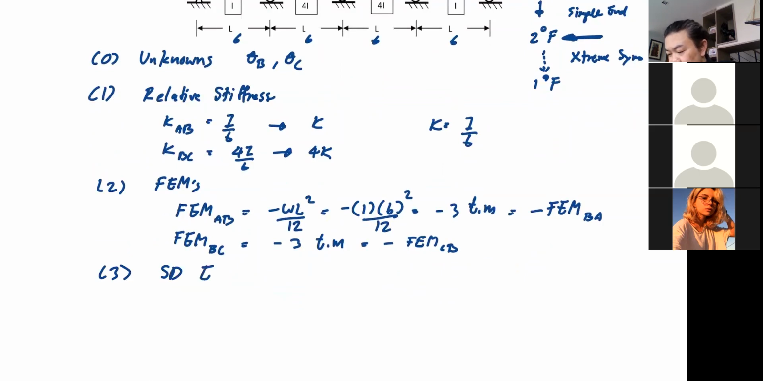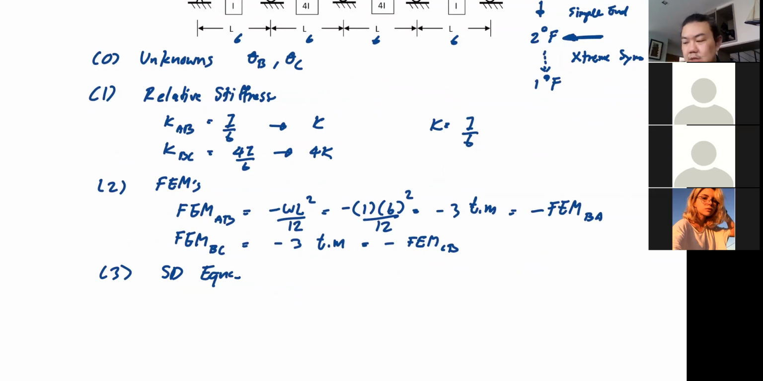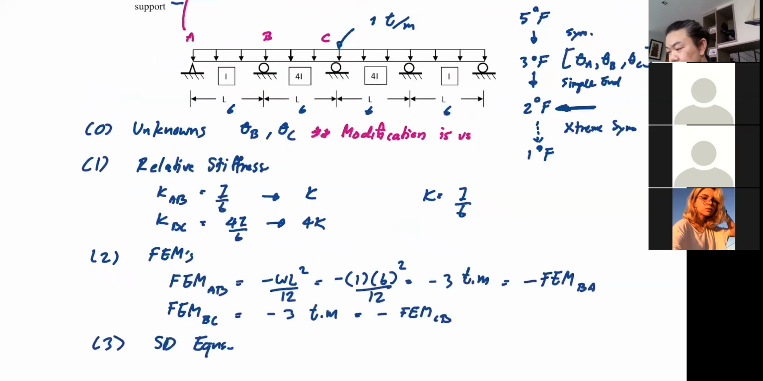writing slope deflection equations. Okay, now, keep in mind that when you state here that modification is used, you must use the modified slope deflection equation. Because when you say this, it means that you are implying that you will use that equation to eliminate theta A. So when you don't have theta A, your equation must be the modified one. Another way around is that if you say you don't use modification, theta A must be in your calculation.